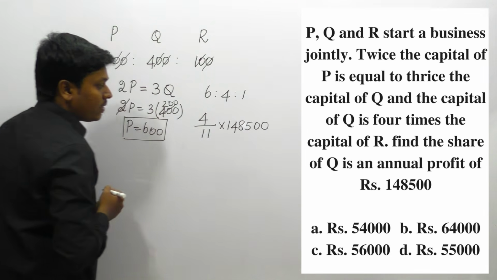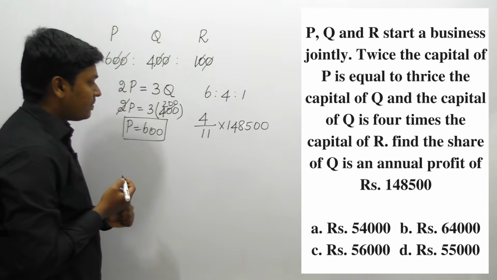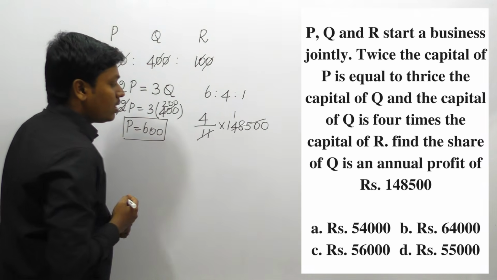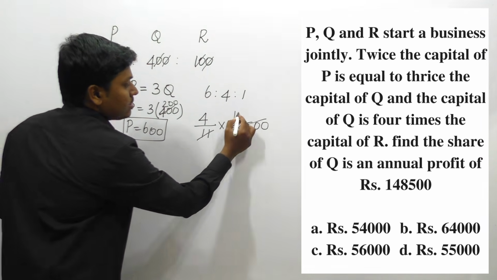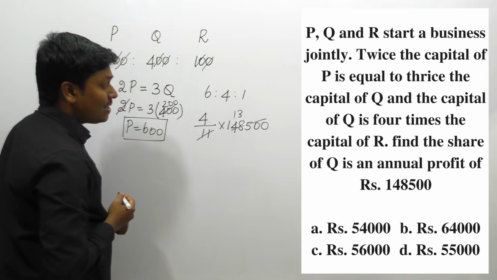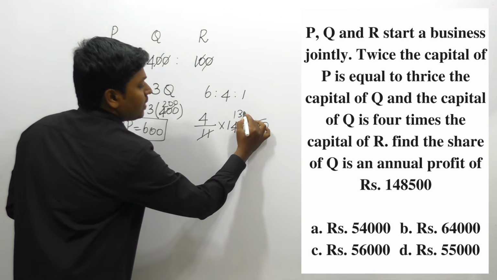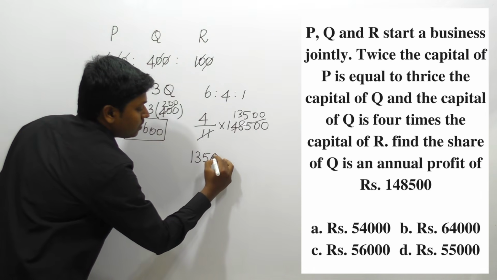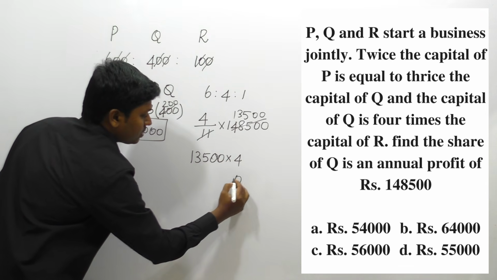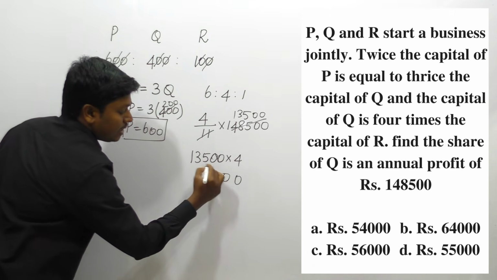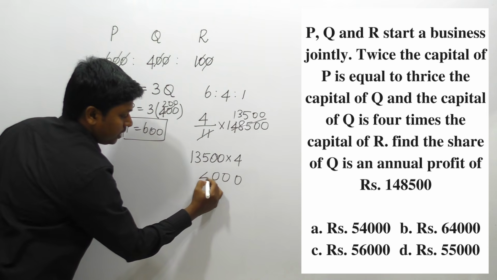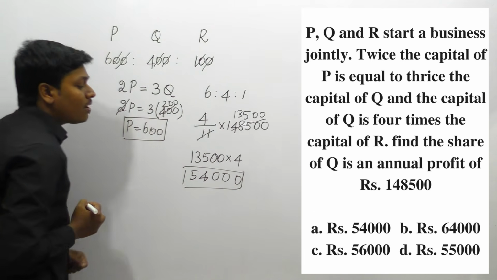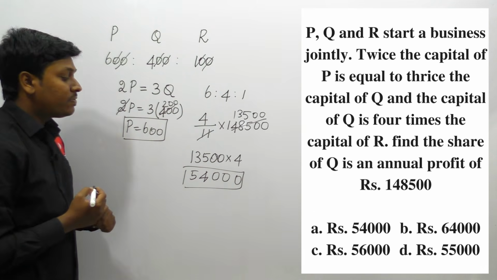148,500. So the total profit, right? So friends, now we need to cancel this and find the answer. 11 into 3 will be 33, remaining will be 5, that is 55. So 500. So finally we got 13500 into 4. So 00, 5 into 4 will be 20, remaining will be 2, 12 plus 2 will be 14. So 5. So friends, finally we got the share for the person Q will be 54,000.